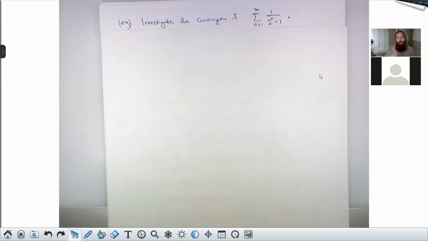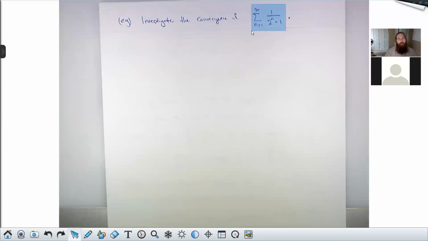I want to investigate the convergence of sigma from 1 to infinity, 1 over 2 to the n minus 1. So Dalton asks, if we apply that theorem, can we show that this series diverges? Let's see. Remember, what's going on in my head is I think this is very, very similar to 1 over 2 to the n. I think that my series is very, very similar to the geometric series 1 over 2 to the n. So I expect this to converge. But let's see.